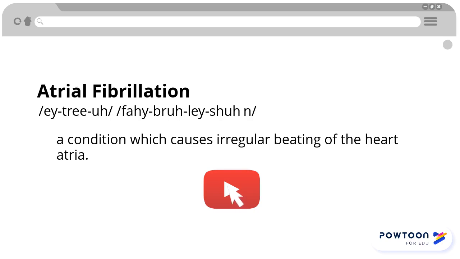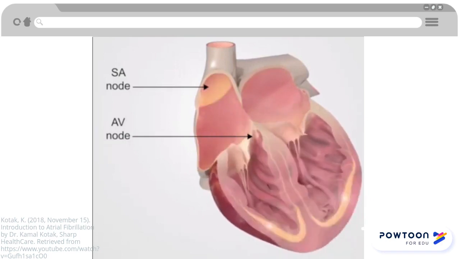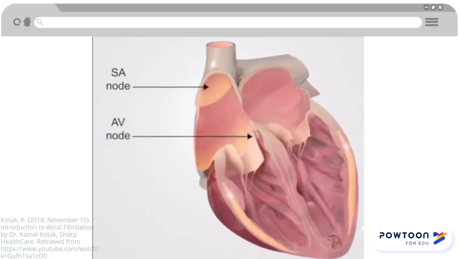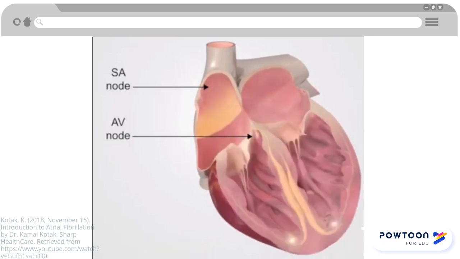In this fibrillation, the atria contract abnormally and chaotically with extremely rapid rhythms, sometimes beating faster than 150 beats per minute when the usual is 60 to 100 beats per minute.